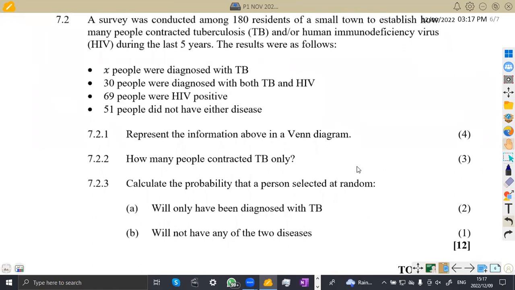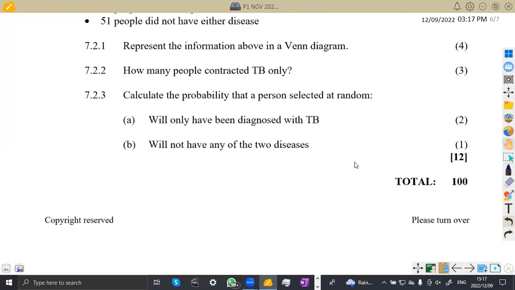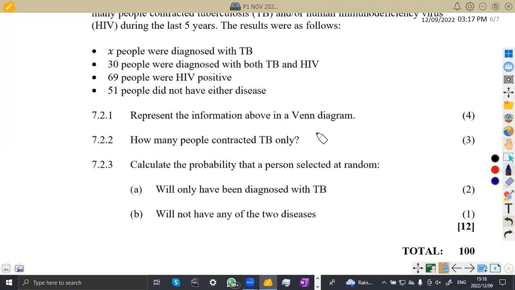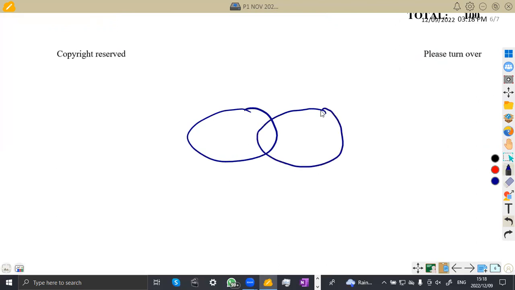All right, so what you're going to do is that we've got two sets. I can just utilize this space here. And do we have any part that is on the intersection? We have got 30 with both, they have both TB and HIV. So which means there is an intersection between the two sets. So we shall have our two sets with an intersection like this.